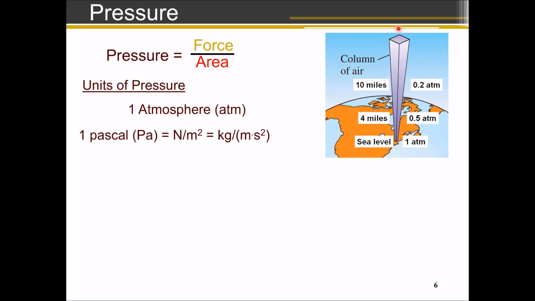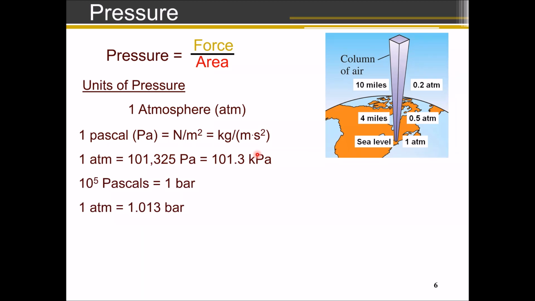But the SI unit for pressure is 1 Pascal, which is basically the SI unit for force, Newton, divided by the SI unit for area, meter square. And if you analyze these units, it's going to equal kilogram per meter times second square. So the interconversion between these two commonly used units is that 1 atmosphere equals 101,325 pascals, or 101.3 kilopascals.